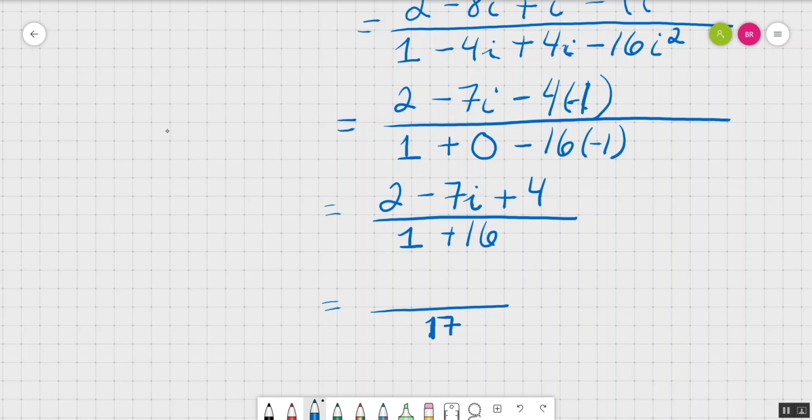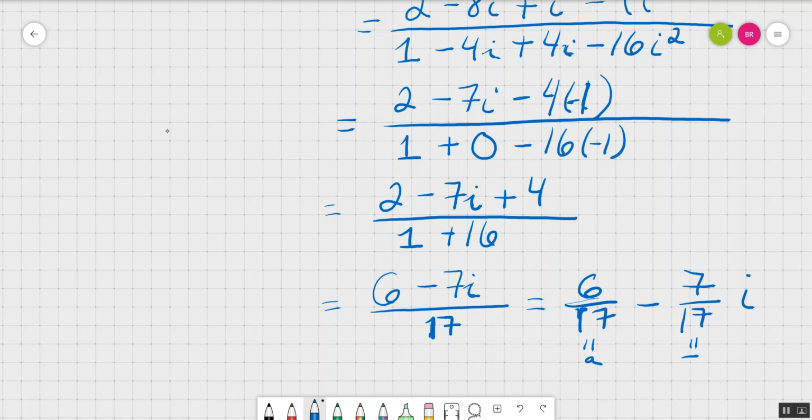Okay, I have 2 plus 4 is 6 minus 7i. And now I can split that numerator. So I have 6 over 17 minus 7 over 17 i. So this is my a and this is my b.